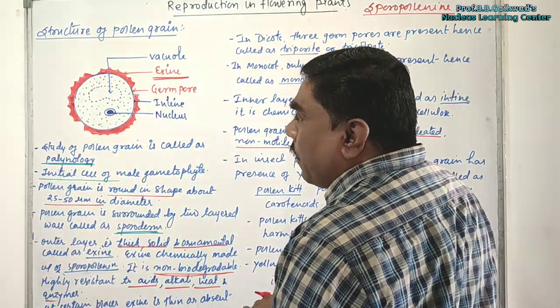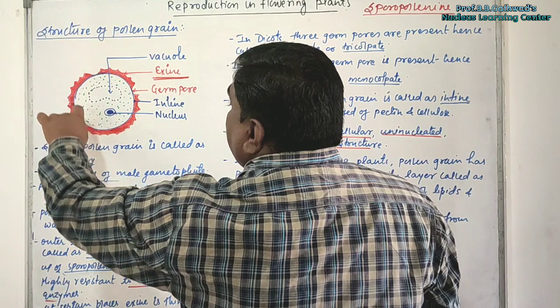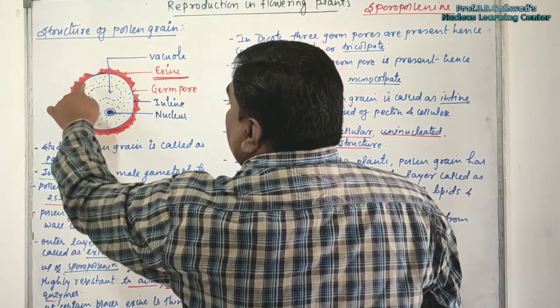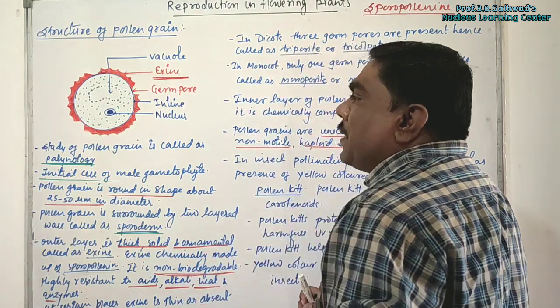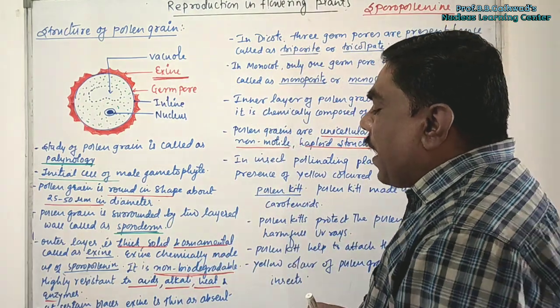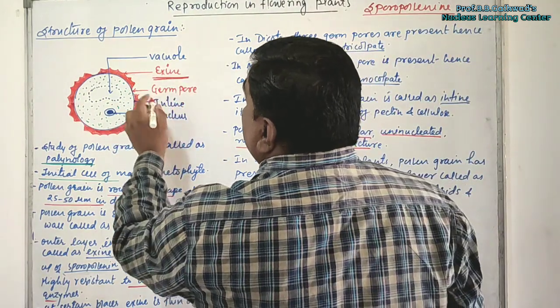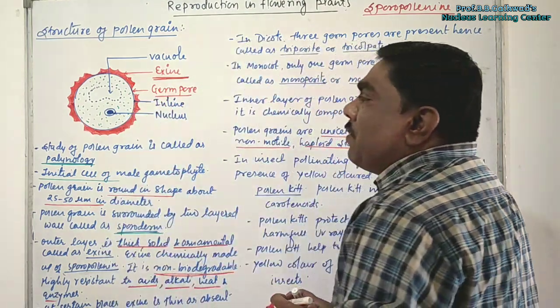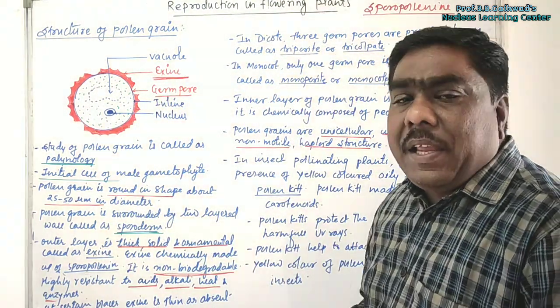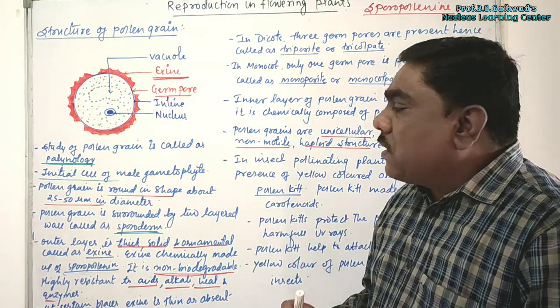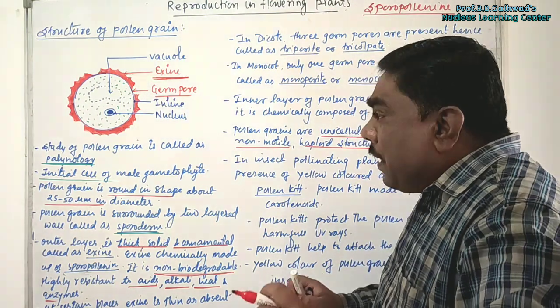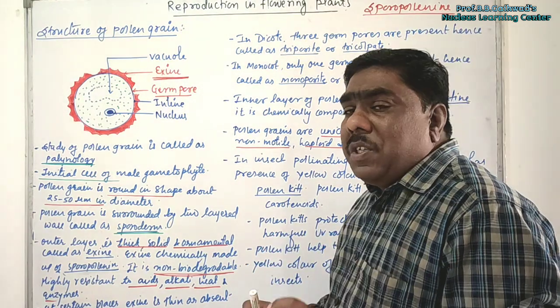दिखाई दे रहा है डायग्राम में? एक्साइन कंप्लीटली थिक नहीं है, कुछ जगह पे एक्साइन एब्सेंट है और कुछ जगह थिक है. Such places are called as the germ pores. So the places where the exine is very thin or absent on the pollen grain is called as a germ pore. And what is the function of the germ pore?